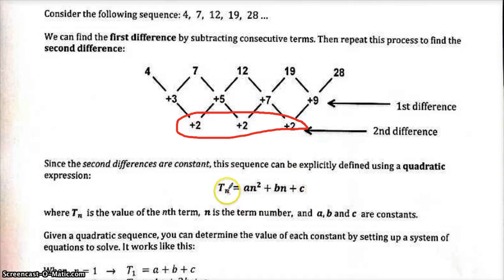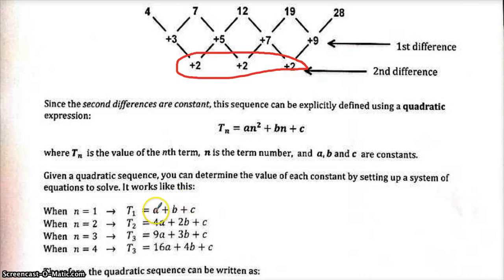So we define a quadratic equation. This is the term. So t sub n just is identifying the term. So t sub 1 would be the first term, t sub 2 would be the second term. And we're going to calculate the first term by plugging in a 1 for n. So if we plug in a 1 for n, we would get a times 1 squared, which would be a, plus b times 1, which would be b, plus c. So our first term equals a plus b plus c.